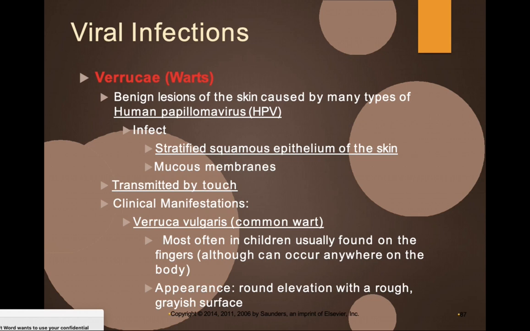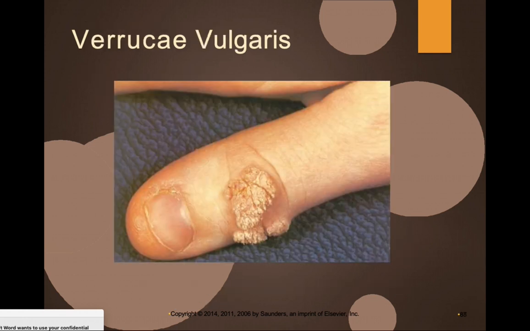The appearance is usually a round, elevated growth. It could be rough. It's a little bit grayish. And you can see it here. It almost has a little bit of a cauliflower type of appearance. That's verrucae vulgaris.